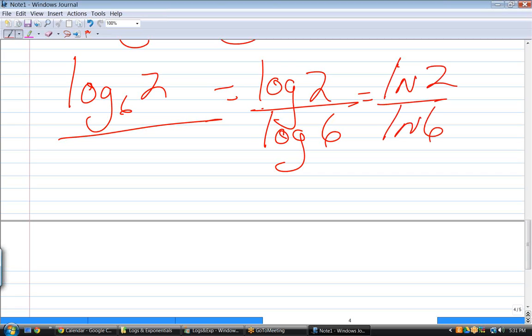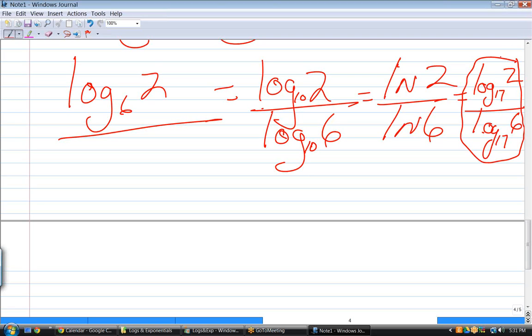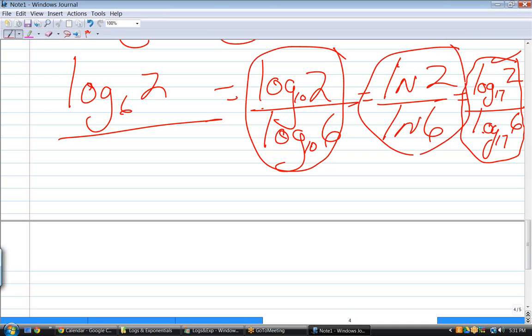In other words, the common log of 2 over the common log of 6 is the same as the natural log of 2 divided by the natural log of 6. It's also the same as the log base 17 of 2 divided by the log base 17 of 6. In other words, as long as the base is the same, all of those ratios are the same. That's 10, and that's 10. The thing is, we would never convert it to that because there's no reason to. I can't get that on a calculator. I don't have a log base 17 key. But I could use either that one or this one.